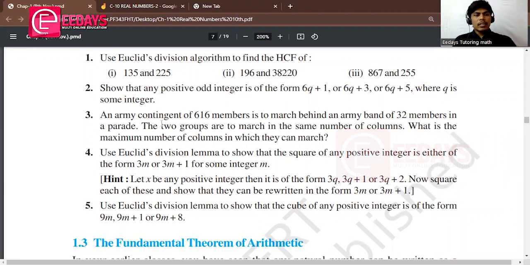Let's start our next sum. Read the question here. Show that any positive integer is in the form of 6q plus 1, or 6q plus 3, or 6q plus 5. How can you solve this?